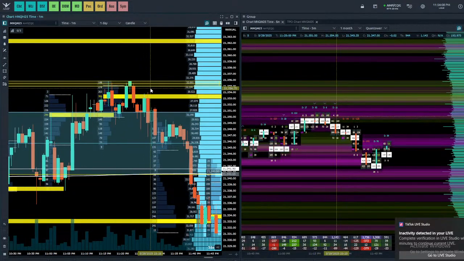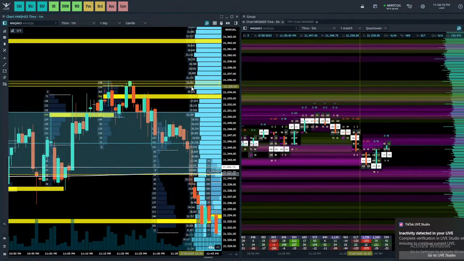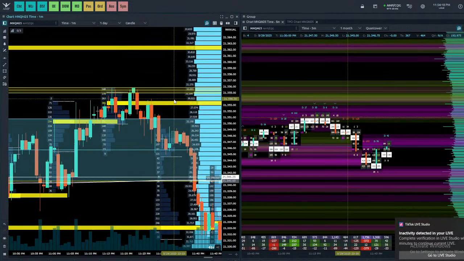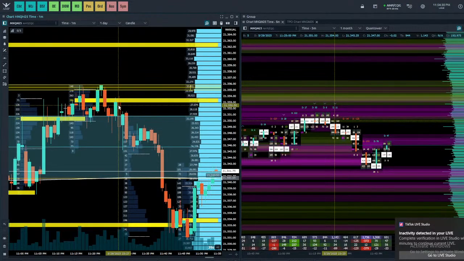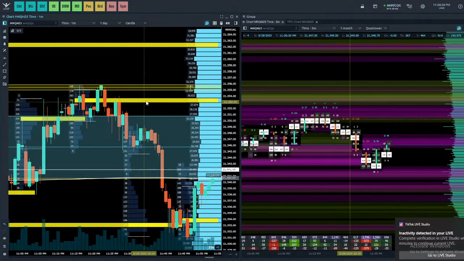It rejects. Most people use the body. Yeah. They started to move down. Boom.